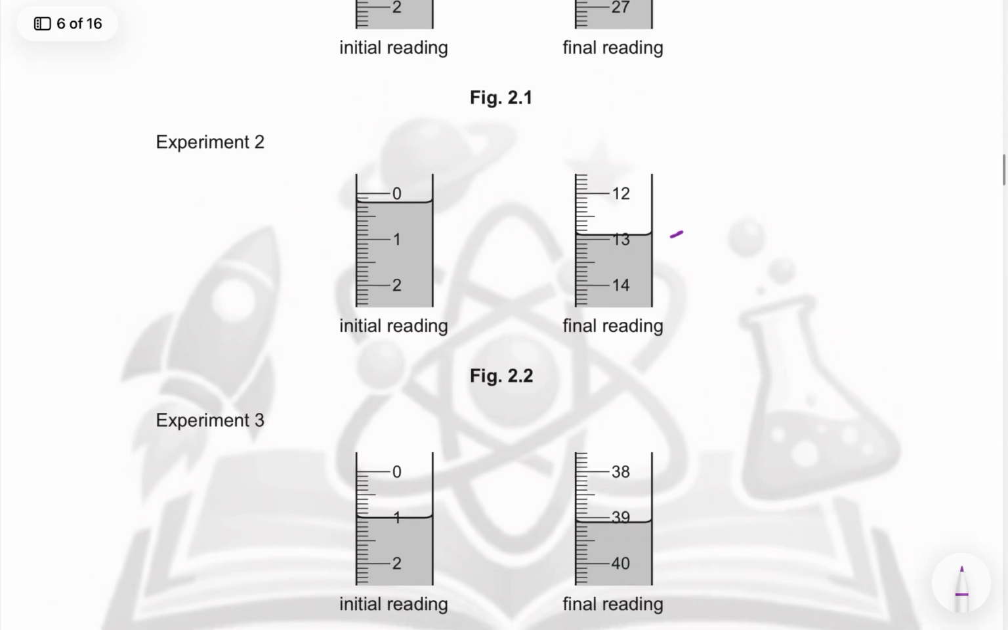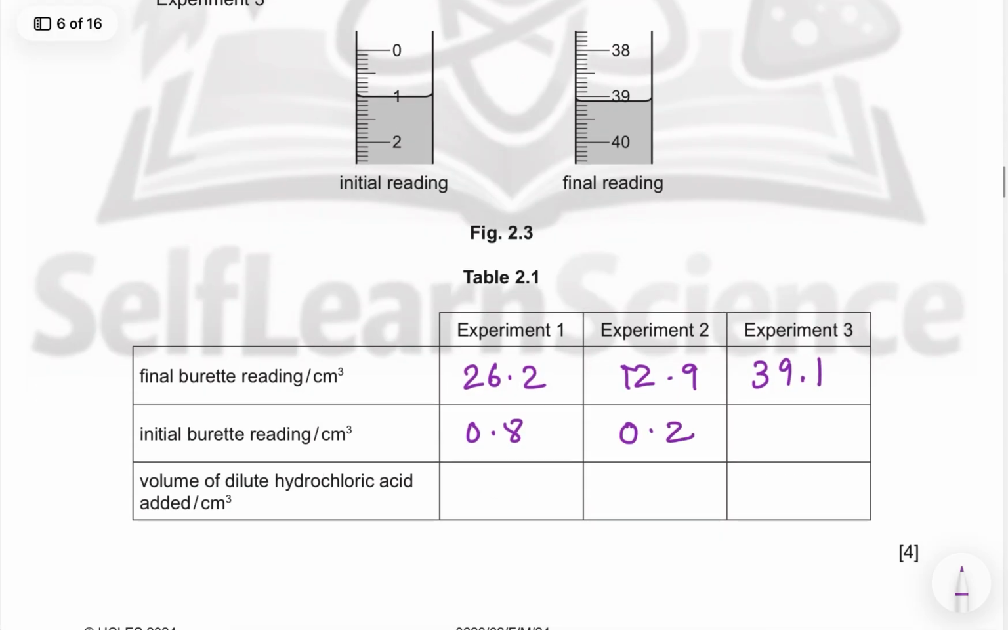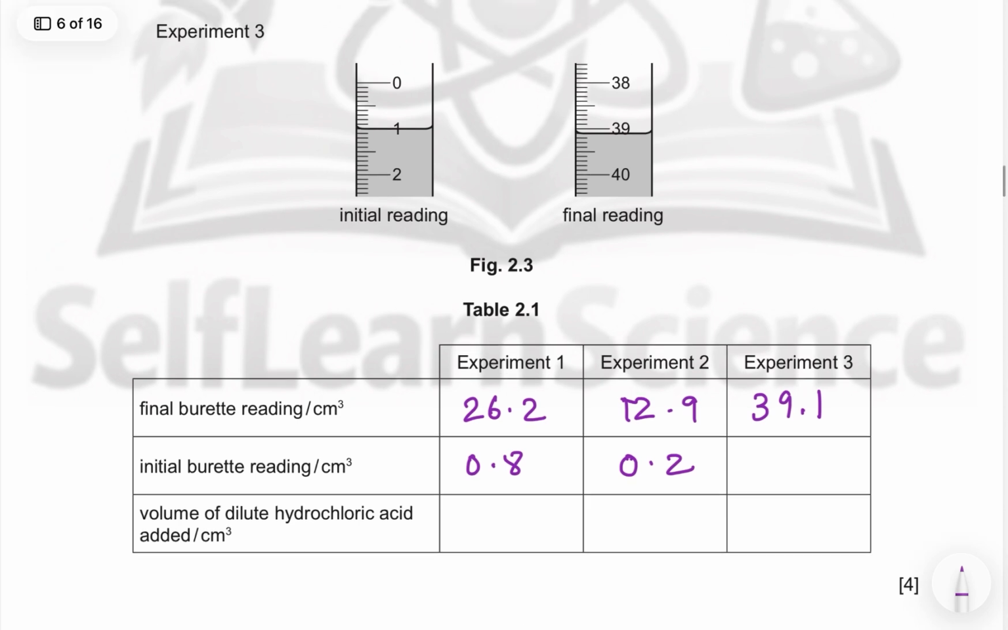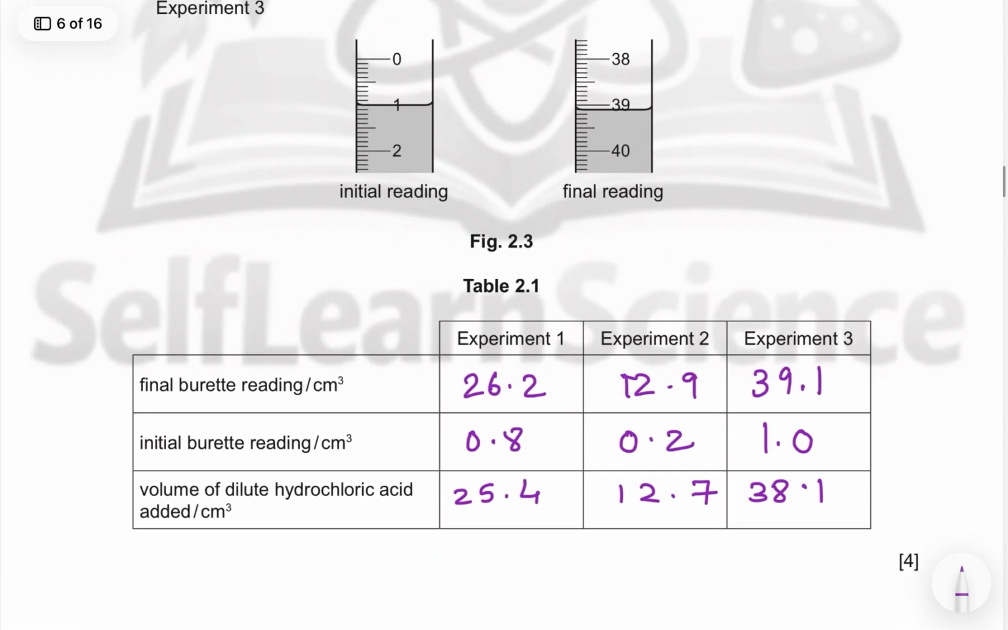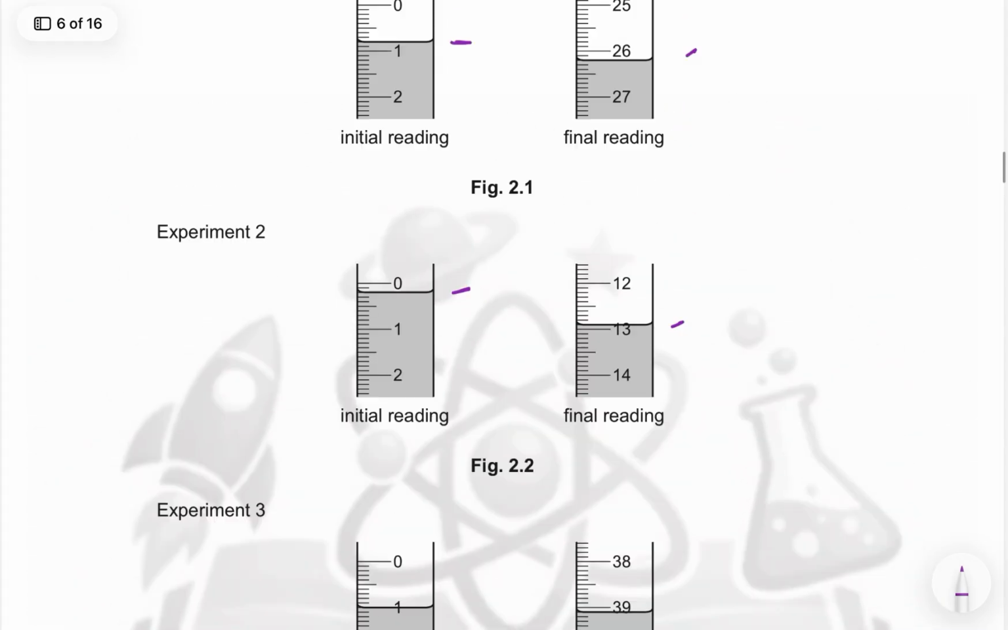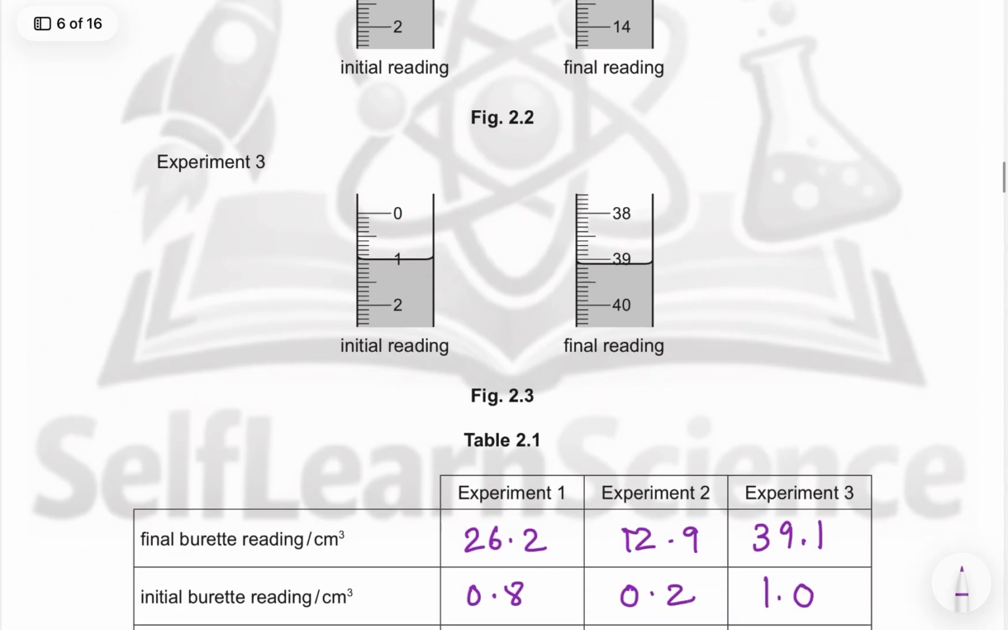For the second experiment it is 0.2. For the third experiment it is 1.0. Now you have to subtract the final reading minus initial reading. So for the first experiment the difference you will get is 25.4. For second it is 12.7, and for the third experiment it is 38.1. This is very scoring. This table is for 4 marks. You just have to look at the values and note it down in the table.